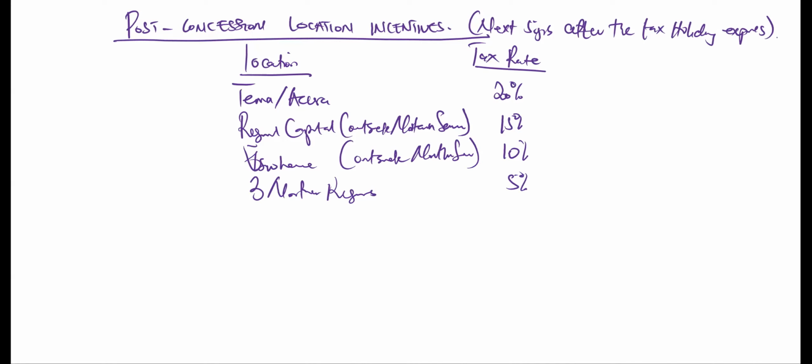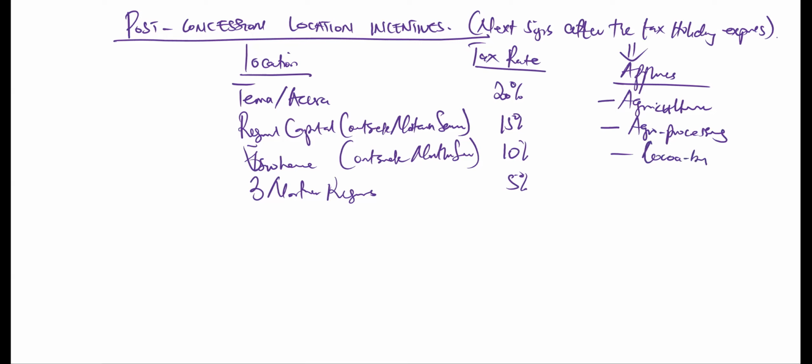So for companies that enjoy locational incentive, mostly this one, the post-concession locational incentive, I told you it applies to three types of entities. Those in agriculture, those in agro-processing, and those in cocoa by-product business. But note, when it comes to agro-processing, it also looks like manufacturing. So if you're an agro-processing company and you take manufacturing incentives, you cannot enjoy this one. If you are taking this one, you cannot enjoy the manufacturing incentive, right? So please keep that in mind. This is when you locate or relocate to these areas after the concession period; these are the rates you are going to apply.